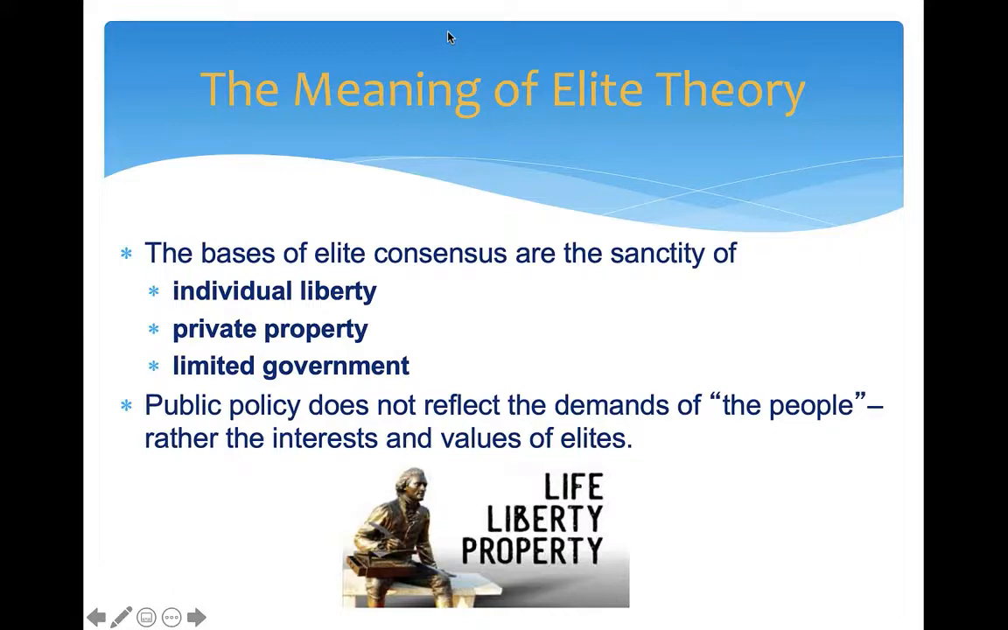Generally, when we talk about elites, their demands don't necessarily reflect the will of the people, much like how we come to learn is the vital part of democracy, but rather their own interests and their own values as elites.